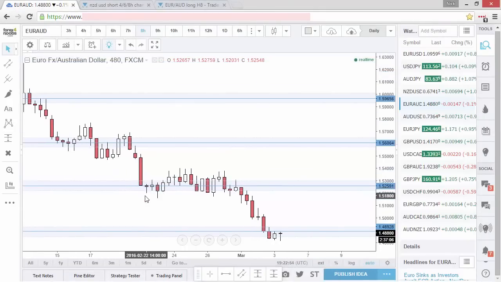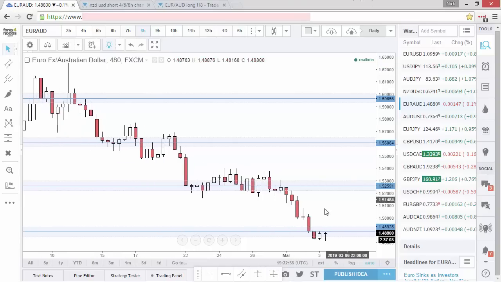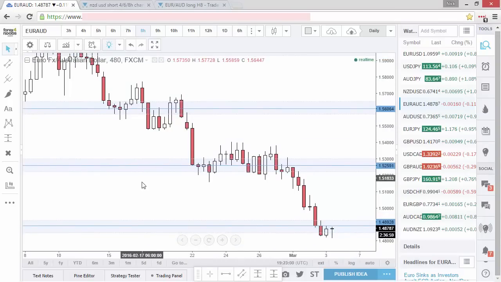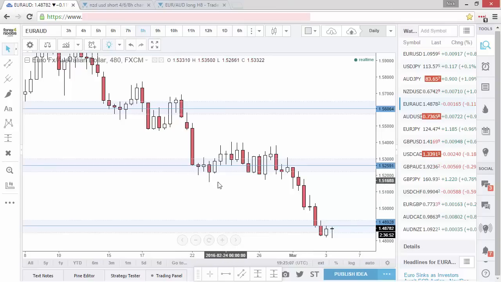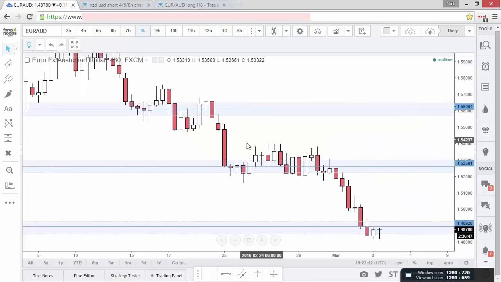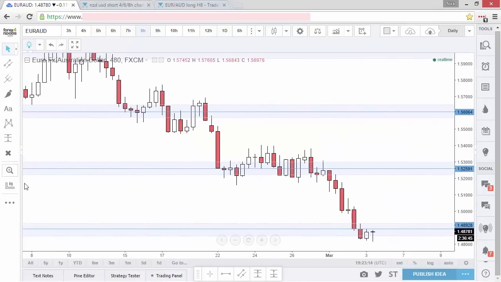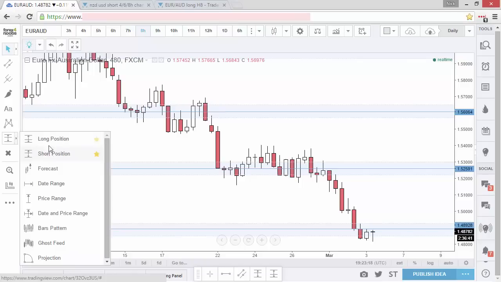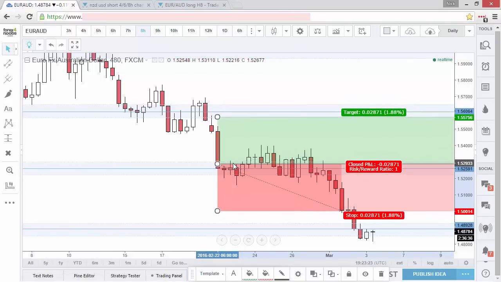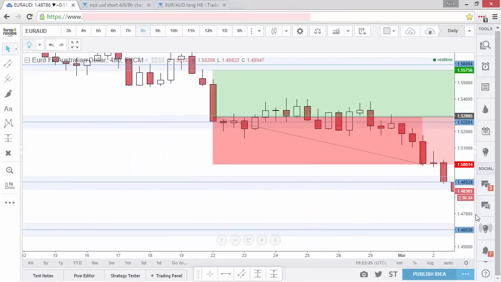Okay, so this one, like I said, was a trade posted to the forum by Tom. A lot of people entered this trade, and it ended up being a failed trade. So let's look at why this was a failed trade. Or not so much why it failed, let's look at how it would have been traded, why it triggered, and kind of where it failed. So with this trade here, let's zoom in a tiny bit.